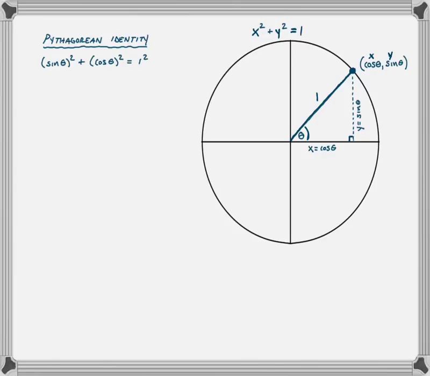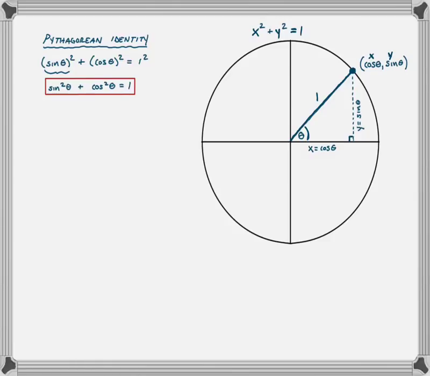So sine of theta is the side opposite the angle, and I want to square that, plus cosine of theta, which is the side adjacent to the angle, squared is equal to 1 squared. There is one bit of notation here that we have to be aware of. If I square sine of theta, what does that look like? The way you write sine of theta squared is actually sine squared of theta, and then plus cosine squared of theta equals 1.